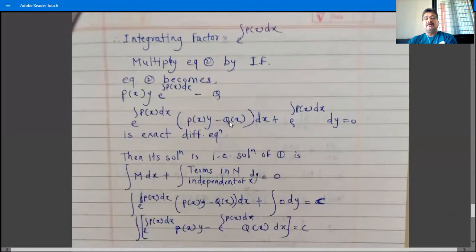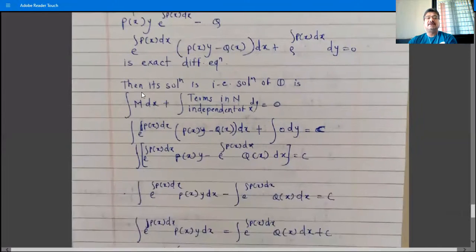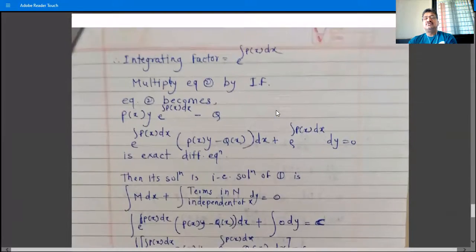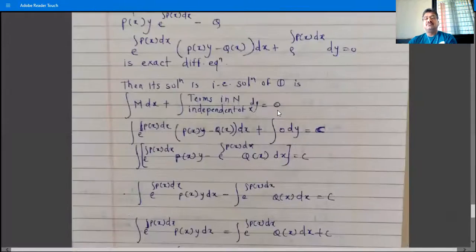After multiplication by the integrating factor, the given non-exact differential equation is converted to an exact differential equation. So multiplying equation 2 by e raised to integration P dx, that is the integrating factor, this equation becomes exact, and its solution is the solution of equation 1, because 1, 2, 3 are equivalent differential equations. To obtain the general solution of an exact differential equation, the formula is integration of M dx plus integration of terms in N independent of x dy is equal to 0.